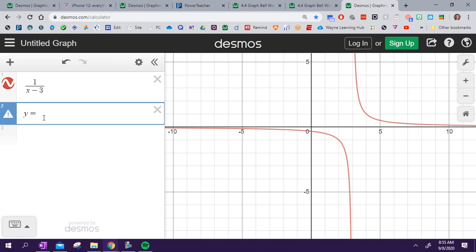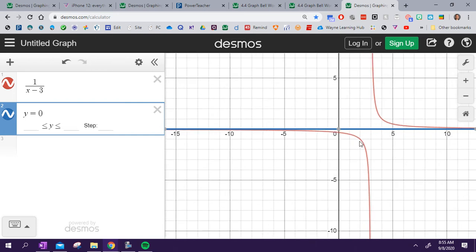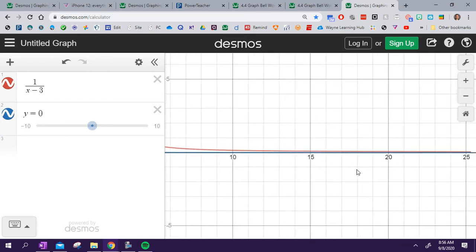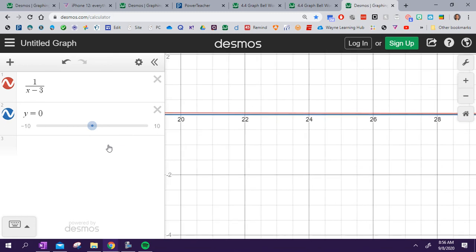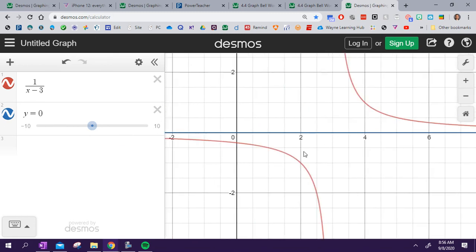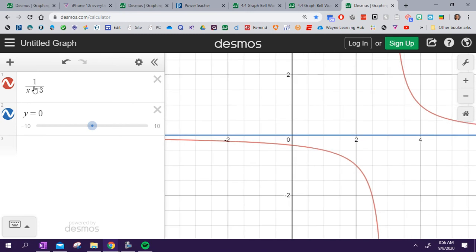Y equals what do you think? At y equals 0, there's this split in my graph. I can cross it, but I don't. It's what happens as I work further and further to the right. That's what I care about. Okay. Oh, yeah, I'm getting really close to that line. As I go to the left, I get really close to that line. There is a horizontal asymptote.